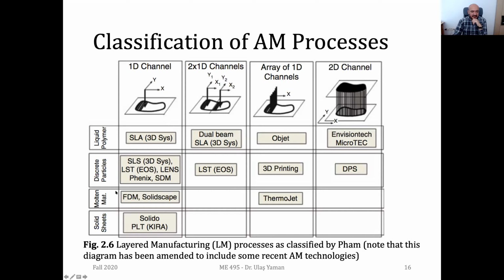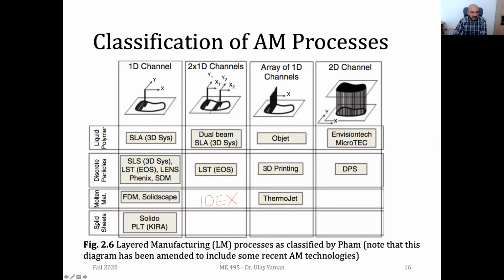Then in the third row, we have the molten materials, and they are mostly extrusion-based systems. We love to use single channels, and these days you also have independent dual extruders. I will discuss them. They can be an example of 2 times 1D channels. And this is a bit low technology. We don't have thermojet anymore. It wasn't successful. It's quite complicated, so people couldn't manage it properly. And again, we don't have a 2D channel option for the molten material.